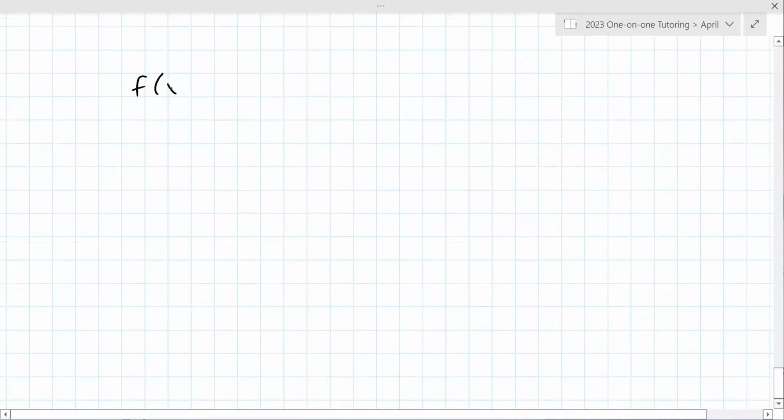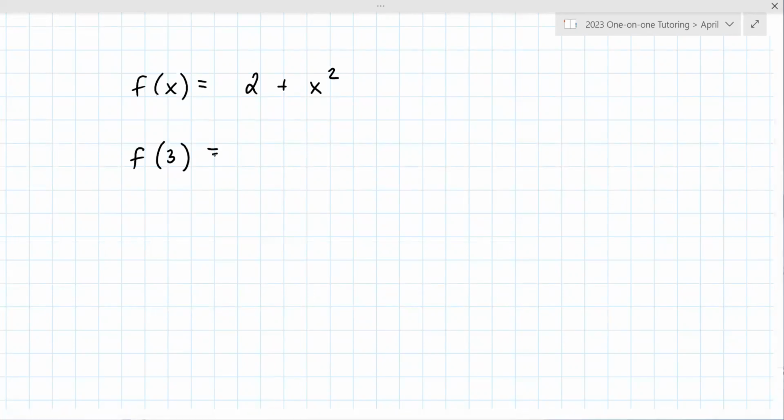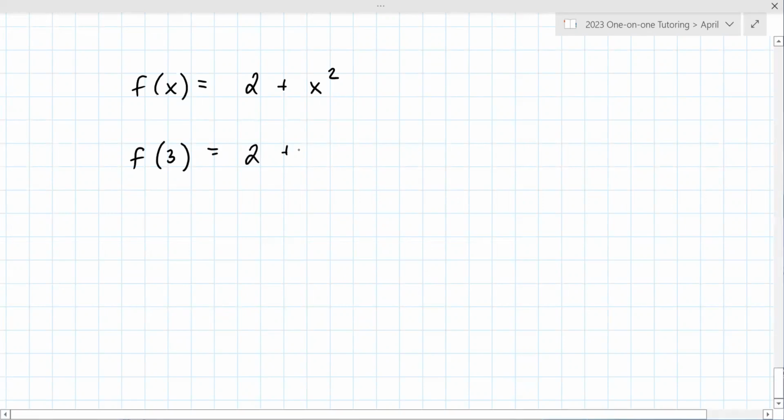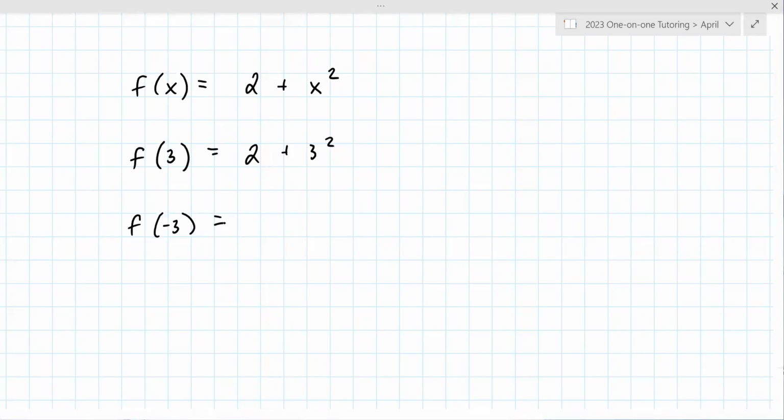Let's say f of x equals 2 plus x squared. What is f of 3? I want you to try that on your own, please. Okay. 2 plus 3 squared. So 3 squared, 9, 2 plus 9, 11. Said really well. What is f of -3? Okay. 2 plus, okay, -3 times -3. Is that just 11 again? No, that's 5.